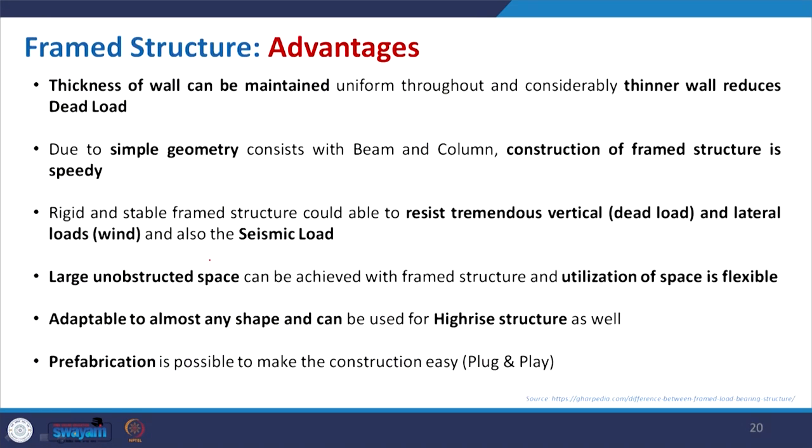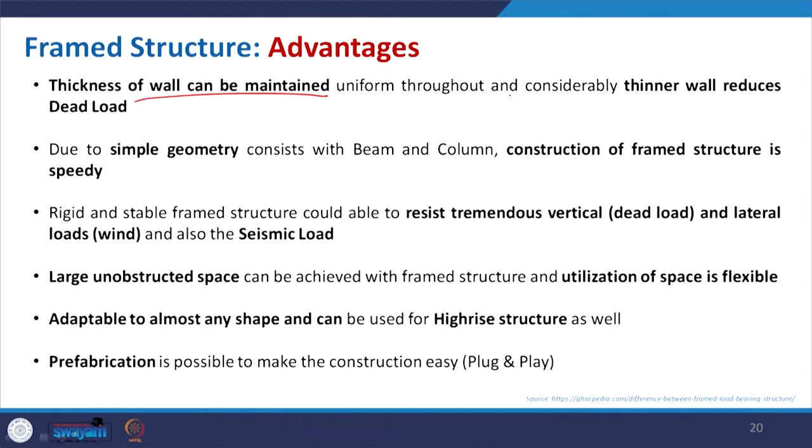Now, coming to the advantages of the frame structure, there are multiple advantages. First of all, compared to the load bearing structure, the thickness of the wall can be maintained uniformly throughout. The thickness of the wall will not essentially matter for the load distribution, because the load will be taken care of by the beam, column and footing. The walls are just to make the partition, and as a result they can also be thinner compared to your load bearing structure.